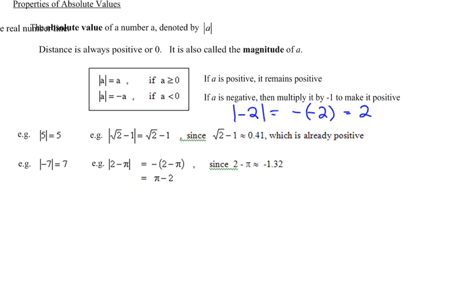Now let's look at this guy. Root 2 minus 1. Root 2, is that bigger than 1, smaller than 1? Let's think. What's root 1? 1. What's root 4? 2. So root 2 would have to be greater than 1. So it's greater than 1, so we know that this is going to be automatically positive. So do you need the absolutes?